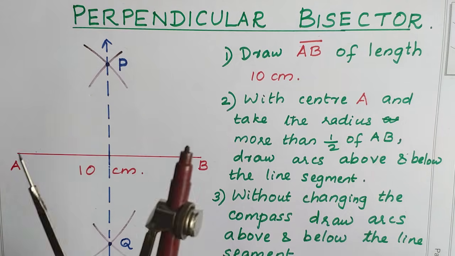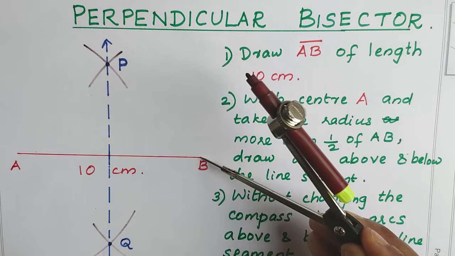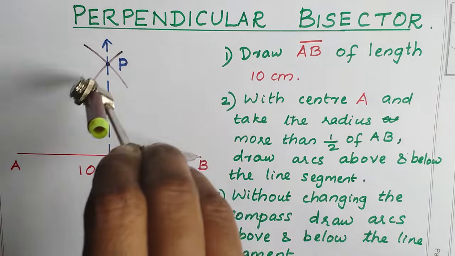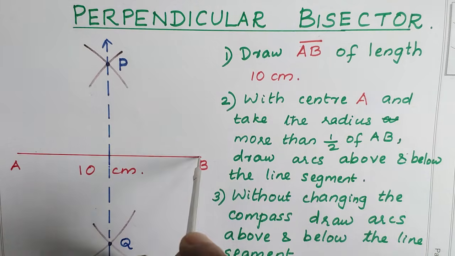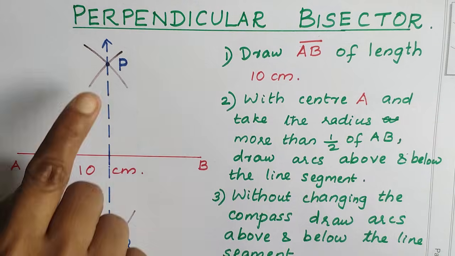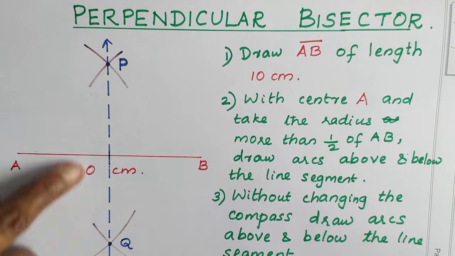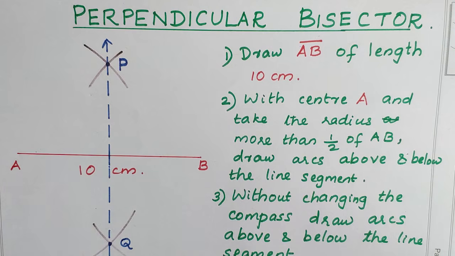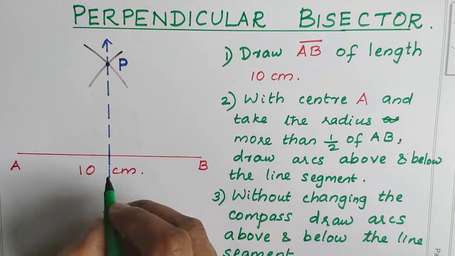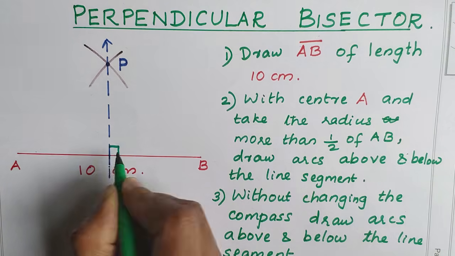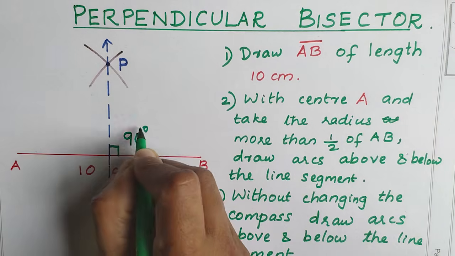Then without changing this compass, place the metal tip on B. Draw an arc above the line segment and below the line segment. The intersecting points of the arcs are P and Q. Join P and Q. That PQ is the perpendicular bisector of AB. That means if you measure this angle, it will be 90 degree.